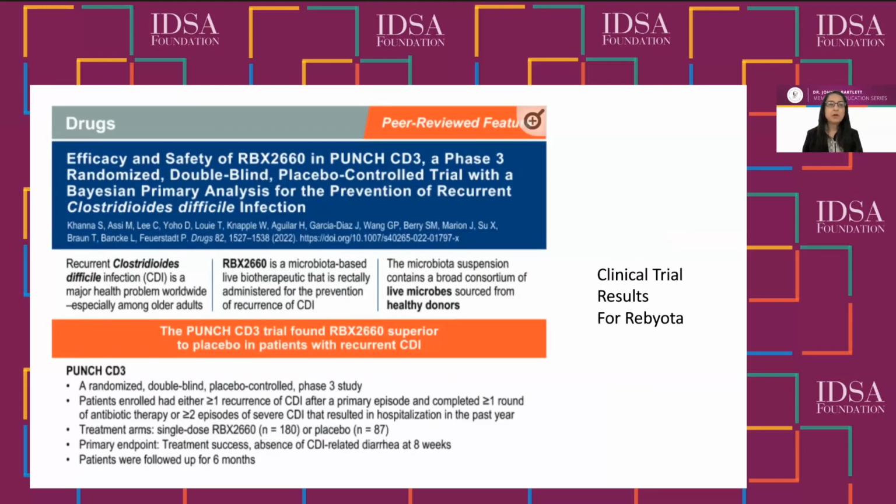Some of the things to think about for this one is also that there was a wide array of C. diff recurrences. Patients either had more than one recurrence of C. diff episode after a primary episode or more recurrent CDI than that. The treatment arms were a single dose of the Anima product or placebo, about 180 participants in the treatment arm and 87 in the placebo arm. And the primary endpoint was C. diff recurrence at 8 weeks. The microbiota suspension is a broad consortium of live microbes, which is sourced from healthy donors. Next slide.